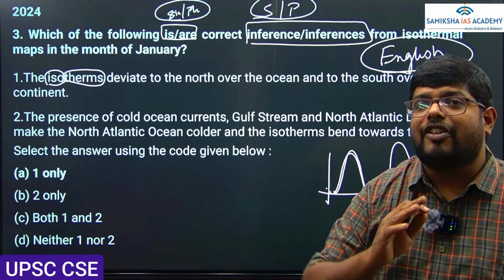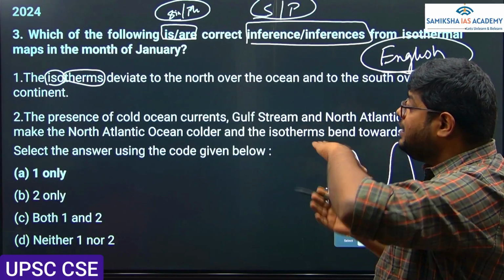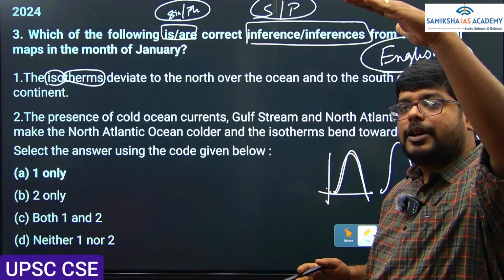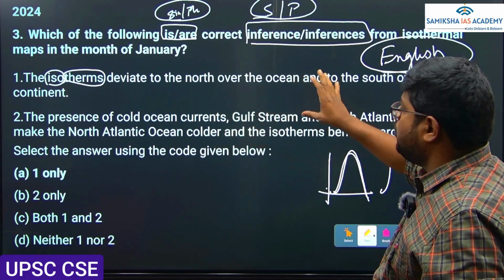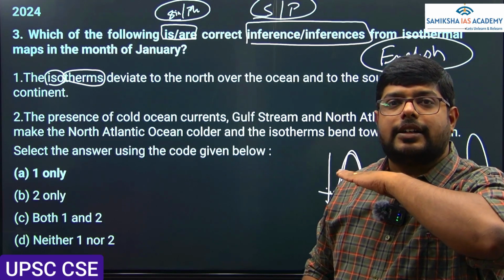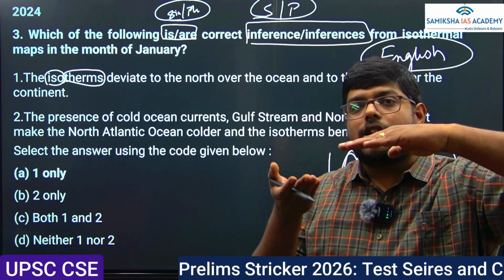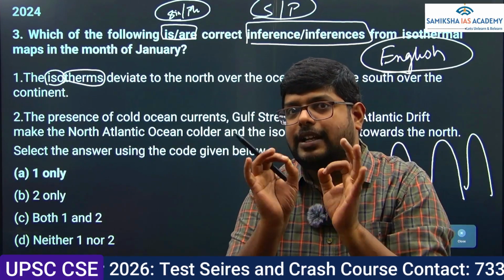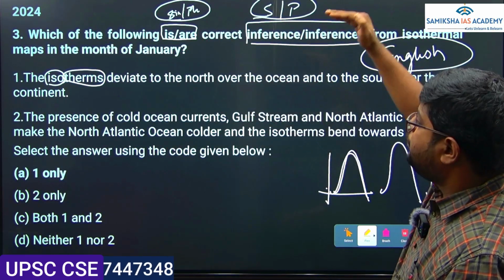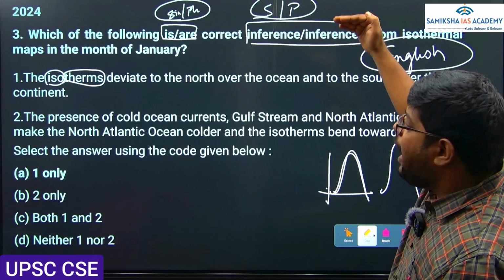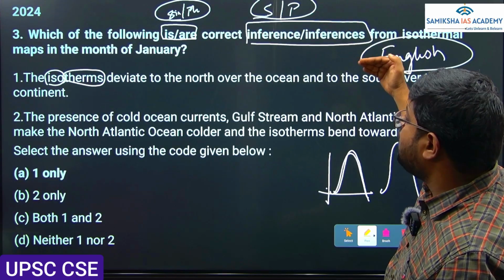What are the implications of the increase and decrease in the graph? They are not saying that in the northern hemisphere isotherms increase and in the southern hemisphere isotherms decrease. What they are saying is that isotherms deviate to the north over the ocean. That means when I take the temperature contours on the ocean, the temperature will be high. When I take the contours on the land, the temperature will be less. In simple English: isotherms are high on the ocean and low on the continent, or isotherms are waxing on the ocean and waning on the continent.